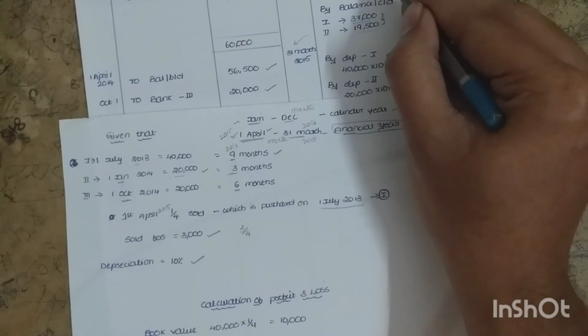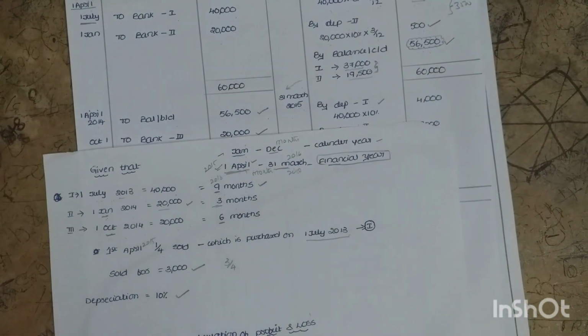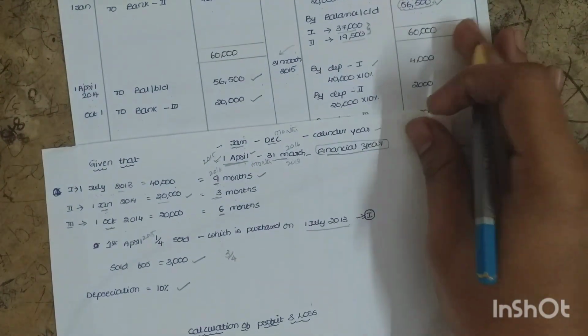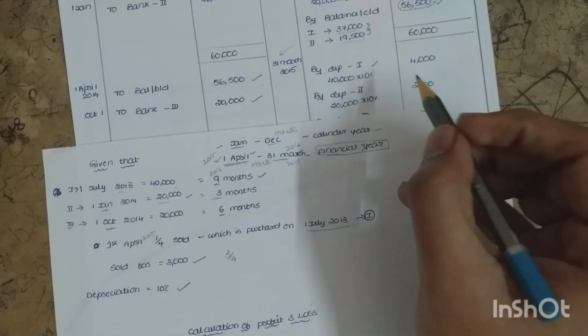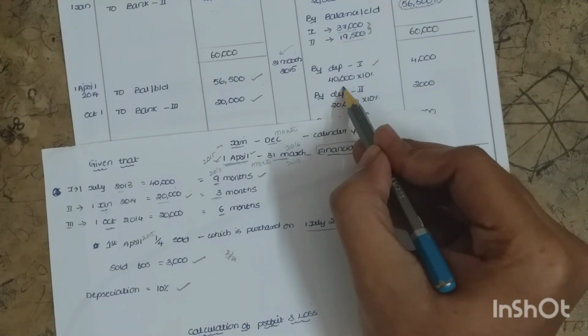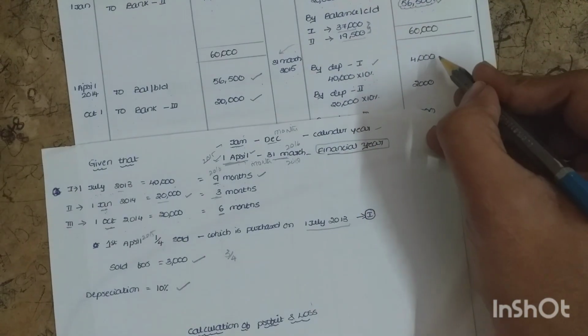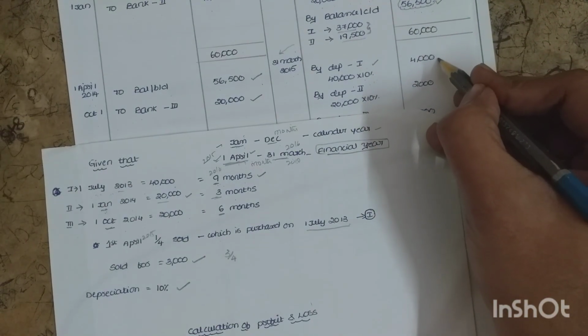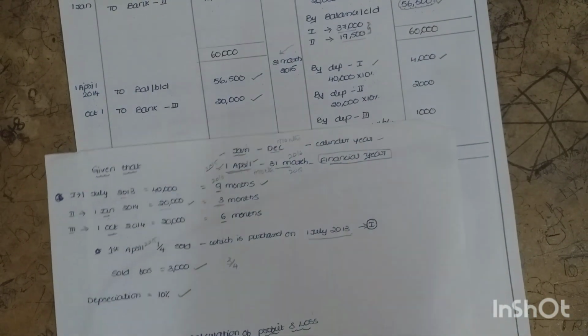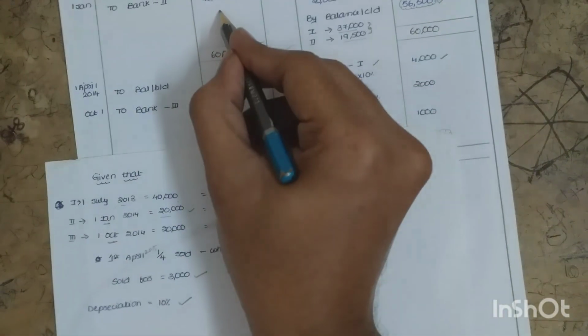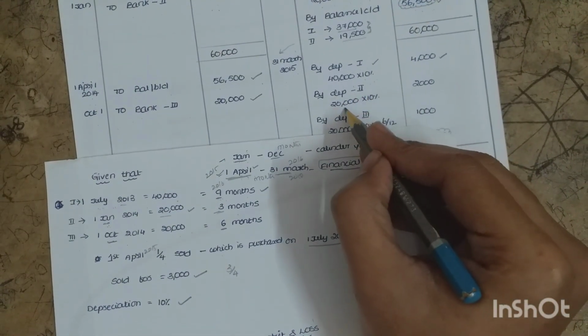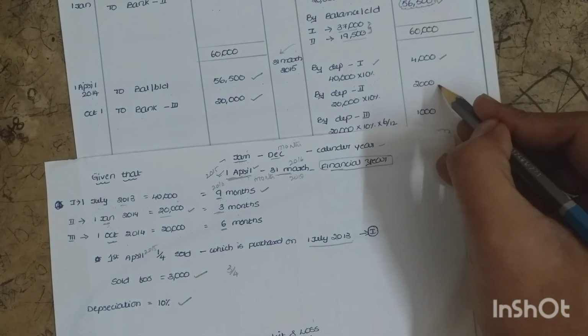So directly in the fixed installment method you can write this amount if months calculations are not there. If months calculation is there, means automatically what you have to do? Again you have to calculate, because without months we have to calculate. By depreciation, actual amount is 40,000 into 10% is the depreciation rate. So calculate, you will get 4,000. By depreciation of second machinery, how much? 20,000 is there, into 10%, that is 2,000.